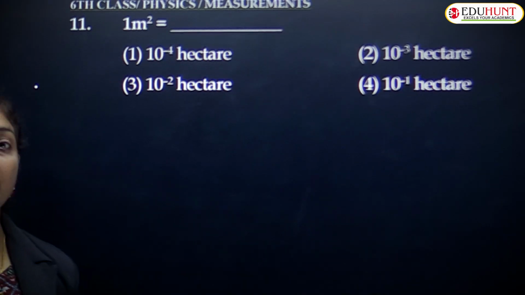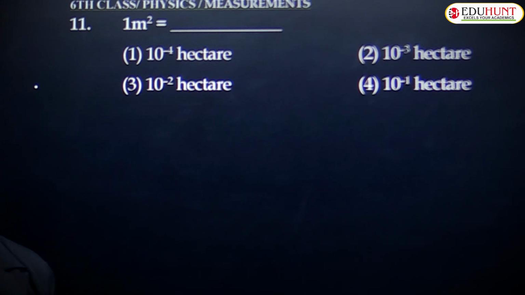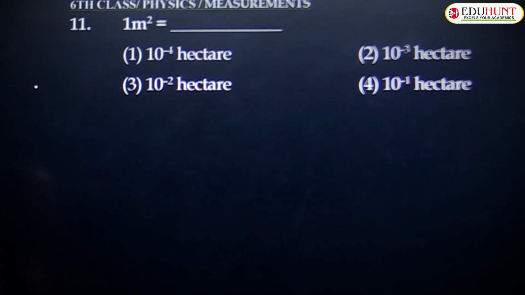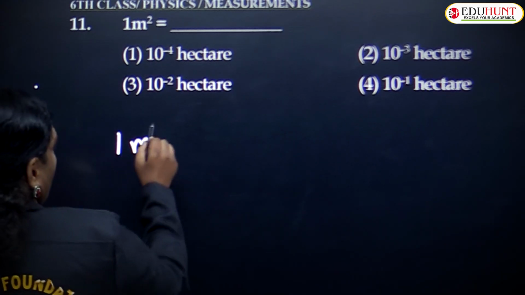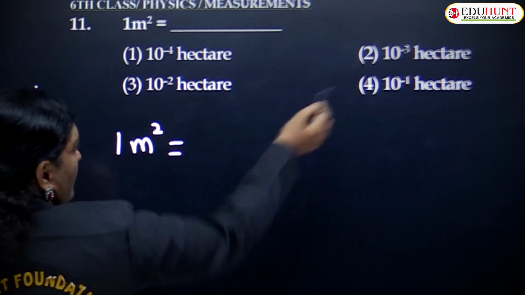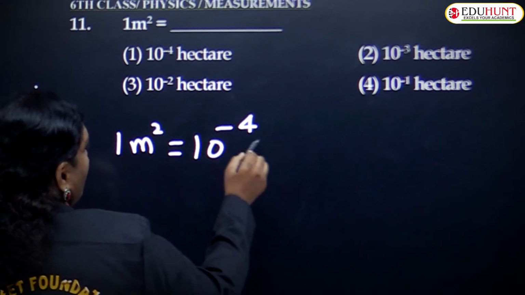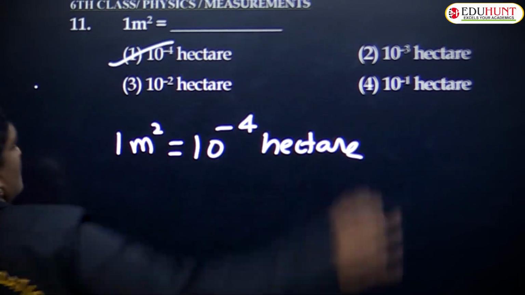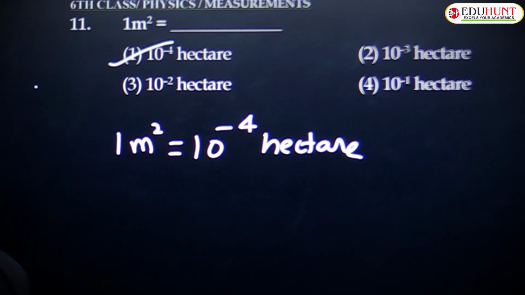Next question, 1 meter square you are asked to convert in hectare. You already know, is meter bigger or hectare bigger? Meter is the smaller unit, hectare is the bigger unit. So clearly 1 meter square is equal to how much? I already told you it is 10 power minus 4 hectare. So your answer would be the first one. So 1 meter square is 10 power minus 4 hectare.